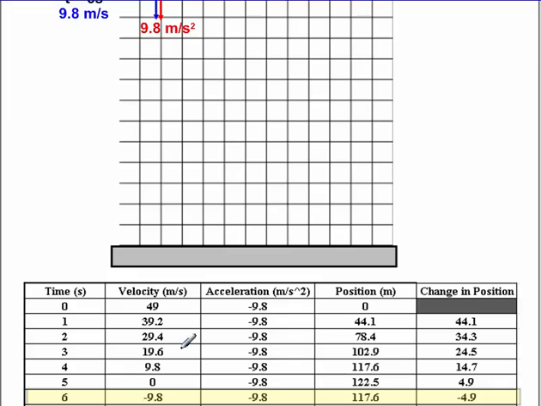Go back to the table. At 6 seconds, my velocity is negative 9.8. My acceleration is negative 9.8 meters per second squared. My position has gone to 117.6, and you notice it's the same position as what I had at 4. And my change in position now has gone to negative 4.9, because I'm starting to head down.